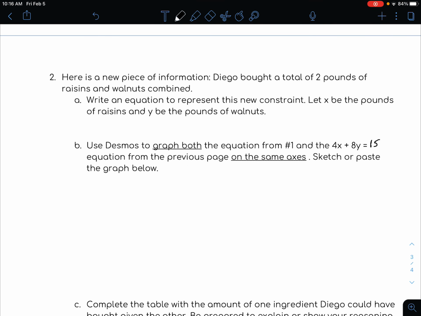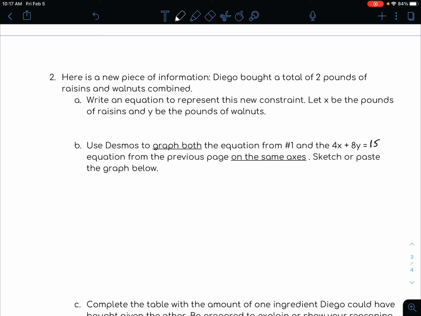And so now we're going to add another little constraint within the problem. The new piece of information is this. Diego bought a total of 2 pounds of raisins and walnuts combined. Write an equation to represent this new constraint. Like before, let x be pounds of raisins and y be pounds of walnuts.